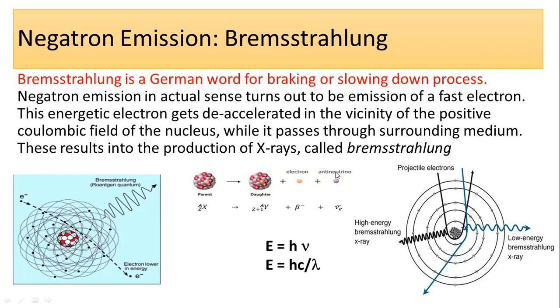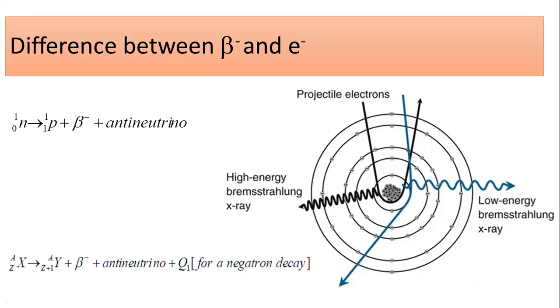So in conclusion, you must remember that negatron emission has an alternative phenomenon, and this is called the Bremsstrahlung effect, and this is going to produce some X-rays, and it may be a high energy or a low energy X-ray. Now coming to the difference between the negatron and the electron.